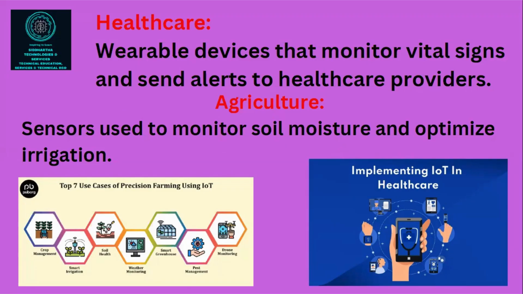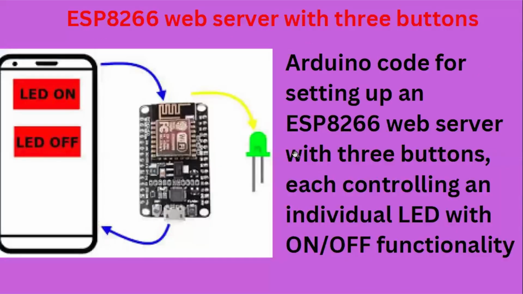Next very important sector is agriculture. Sensors which are used to monitor soil moisture and optimize irrigation, right? Can be used for crop management, smart irrigation, soil health, weather monitoring system, smart greenhouse, pest management, and so on, right? Okay, so this agriculture and health are very, very important topics. You should understand that. Okay, right.